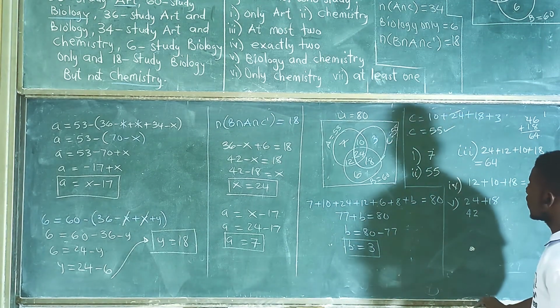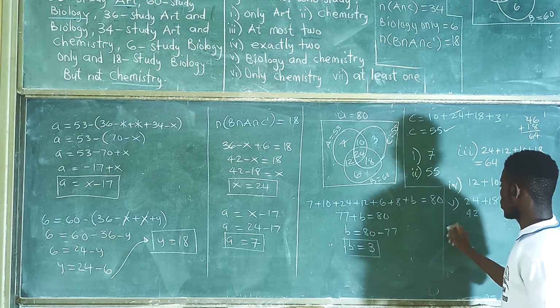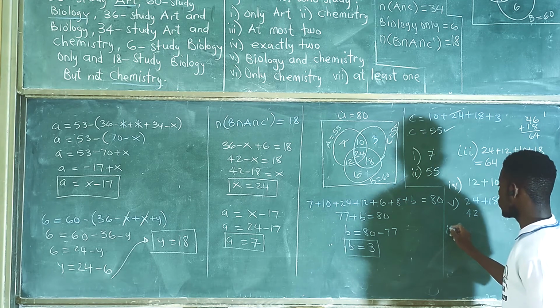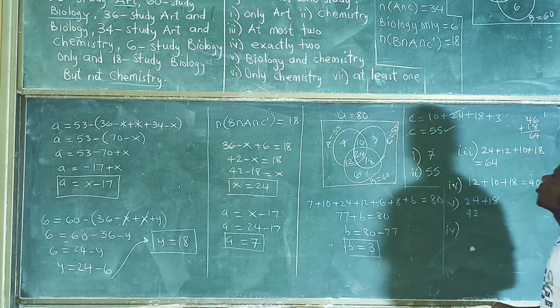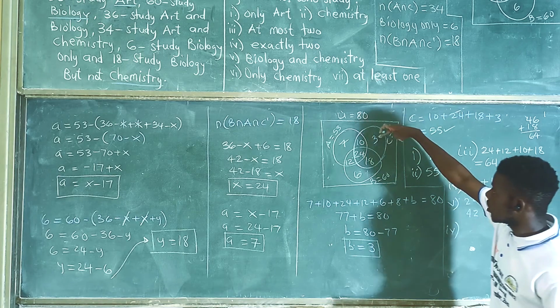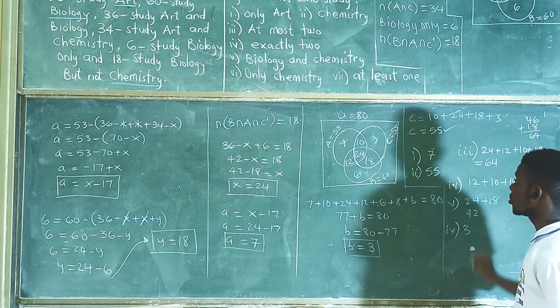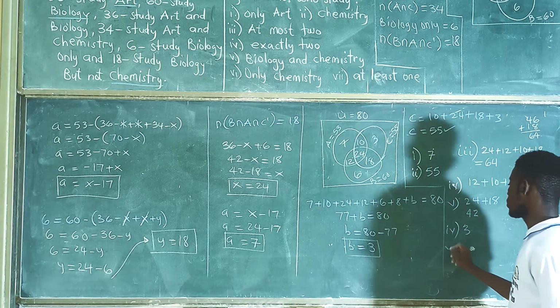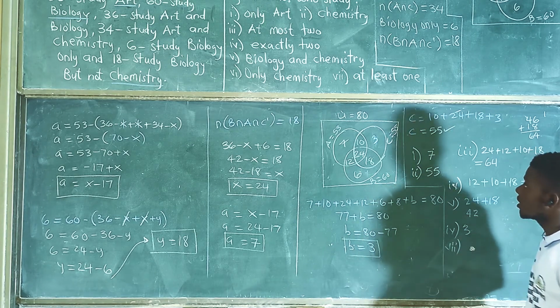And we have number 6. How many students study only chemistry? Let's look at only chemistry. We have 3. 3 students study only chemistry. And number 7, which is the last question we have.